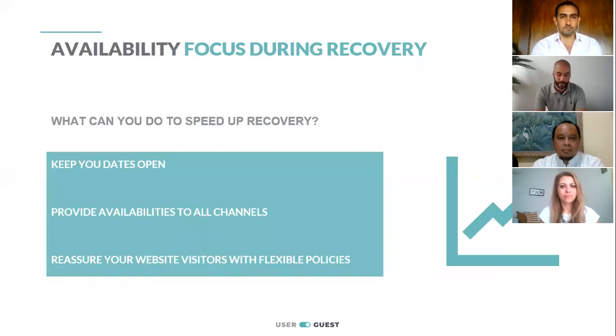So here, before we move on to the rates, we'd like to discuss, obviously, how to speed up recovery and what to focus on to make the most out of it. So a few insights and suggestions would be: keep your dates open as much as possible. You'd be surprised, we've seen from different partners and hotels that they actually block their long-term availability. We don't know what's going to happen in 6 months. But if you keep your dates open, you have chances to get some bookings in.